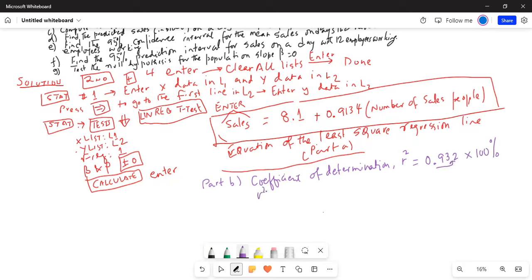So R square, or the coefficient of determination, is 93.2% of the variation in Y can be explained by the least squares regression model.